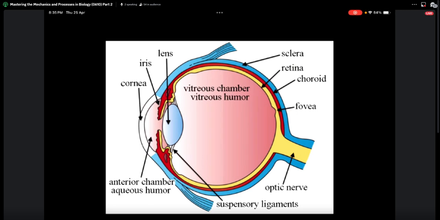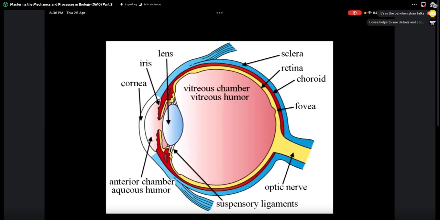And the retina is at the back, near the optic nerves. It contains a lot of the light receptors, which are the rods and the cones. I'm pretty sure you know what the rods and the cones are. The rods are only able to see black and white, and the cones are where you can see color. And lastly is the optic nerve. The optic nerve will carry the impulse to the brain. Does this make sense?